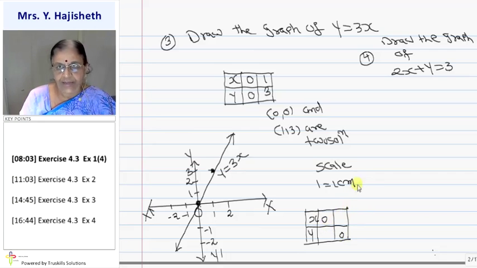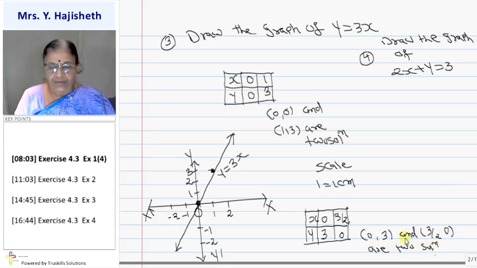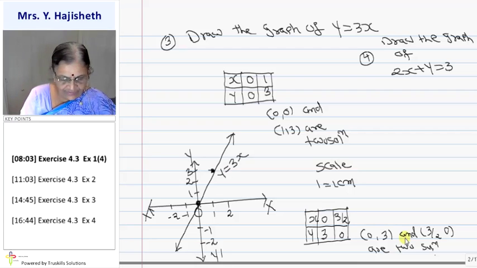x is 0 रख देंगे. You put x is 0, y will be 3 and when y is 0, x will be 3 by 2. Okay. So 2 solutions are (0, 3) and (3/2, 0). Are 2 solutions. Clear? Now take scale 1 is 1 centimeter and draw the graph.